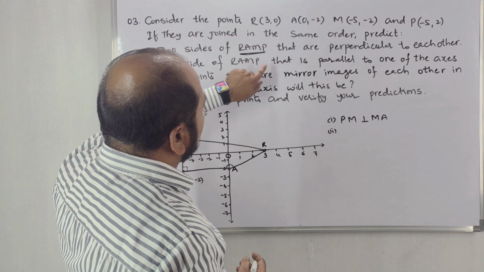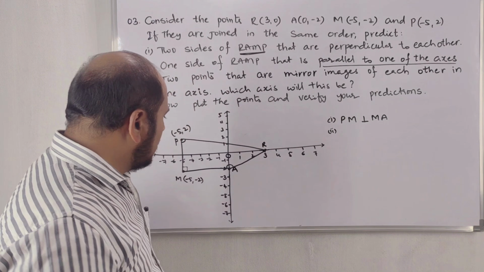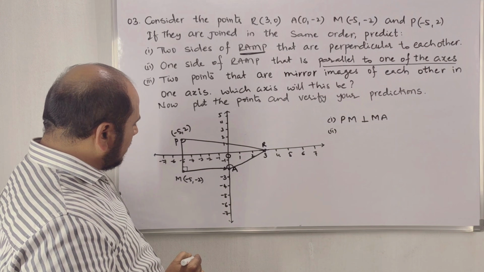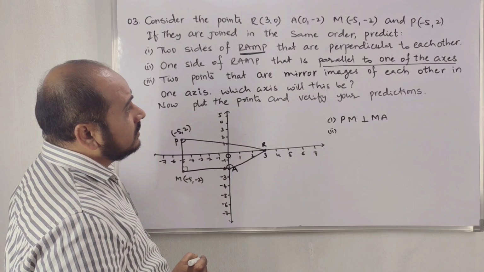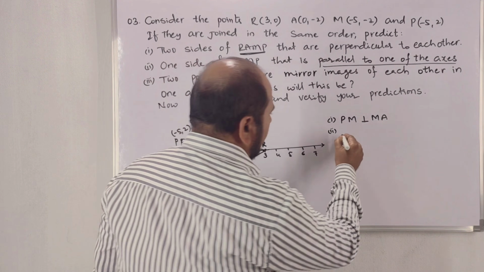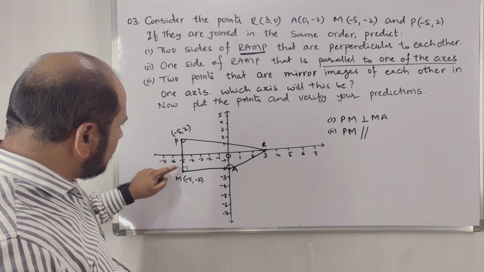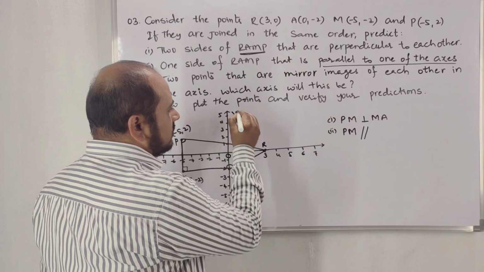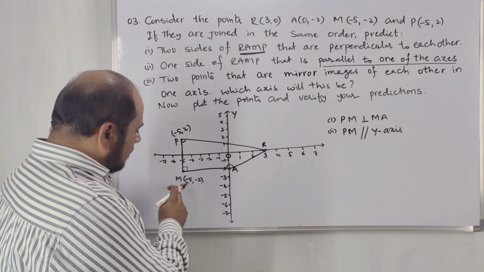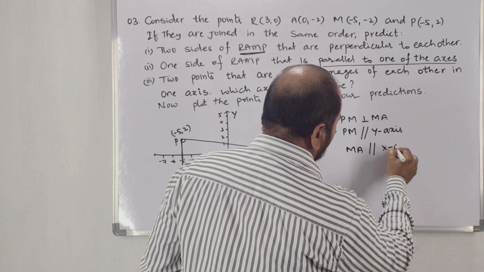One side of RAMP that is parallel to one of the axes. One side of the figure parallel to one of the axes. So here, not one of the axes, there are two axes. Here PM is parallel, this is the symbol of parallel, my dear. PM is parallel to the y-axis. This is the y-axis, you know very well. PM is parallel to the y-axis and MA is parallel to the x-axis.